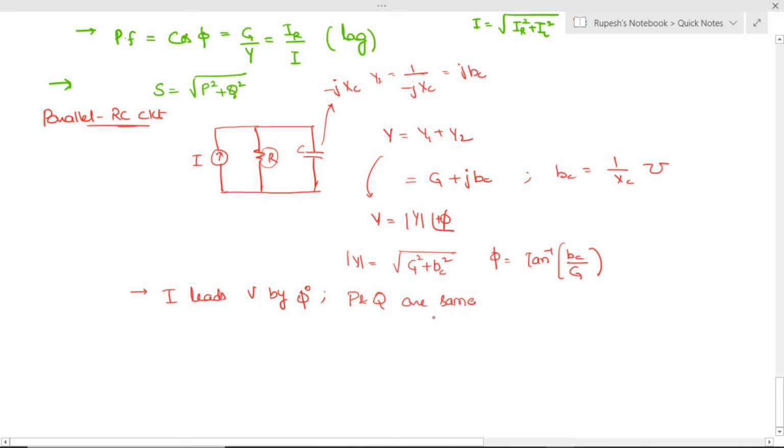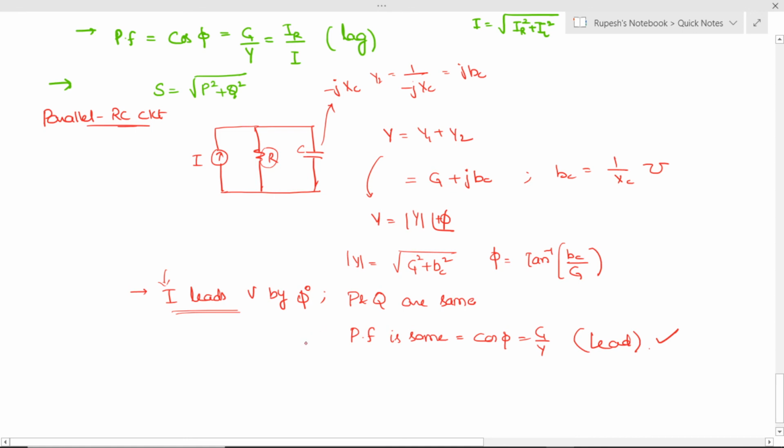Here, the P and Q, the real power and capacitive reactive power, are the same as in the previous formula. The power factor is also the same, which is cos pi, equal to G by Y. But here, the power factor leads. Power factor leads means the current leads the voltage by pi degrees.